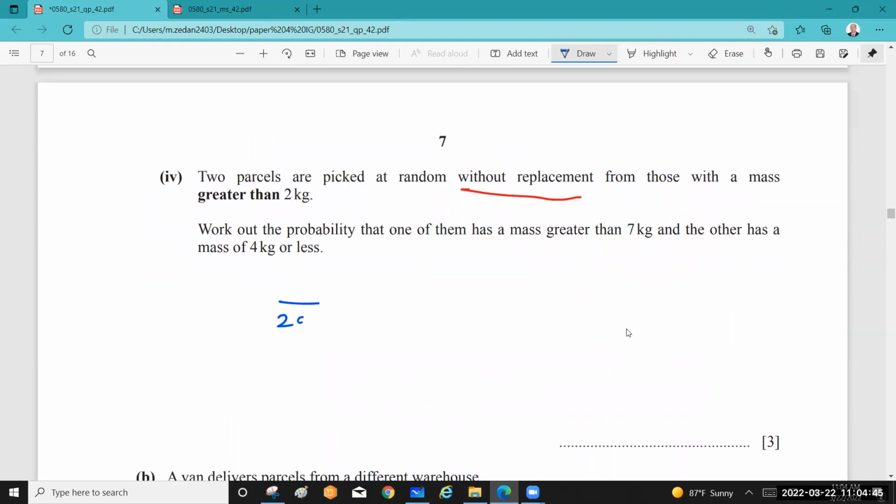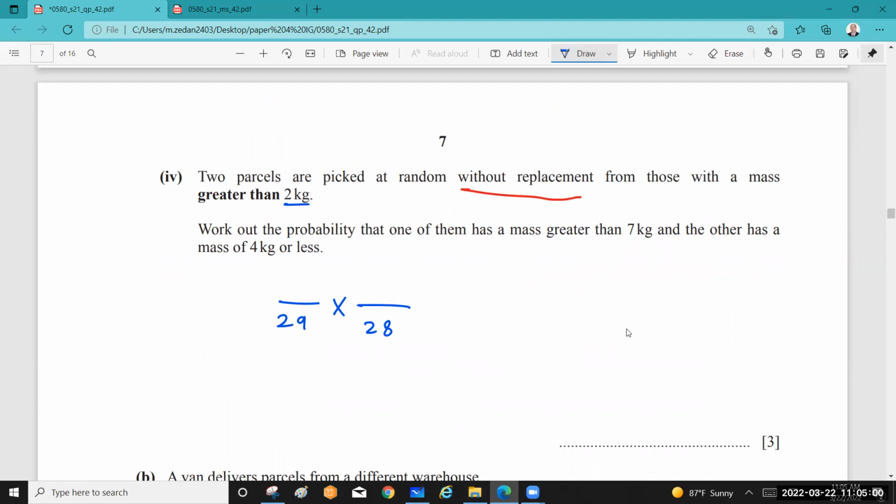The first parcel will be picked from 29. The second one will be picked from 28, because this is without replacement. I mean, you pick one and then you keep it outside, and then you draw another one. So the second draw will be from 28.